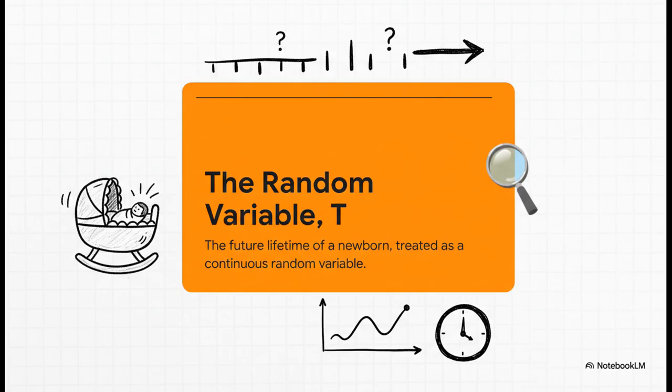Actuaries define a variable, they just call it T, and it represents the future lifetime of that baby. It's random, because, well, obviously we don't know the outcome ahead of time. And it's continuous because a person could live for any exact amount of time, right? Like 82.47 years, for example.